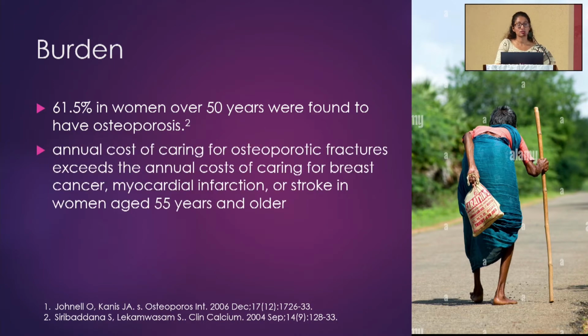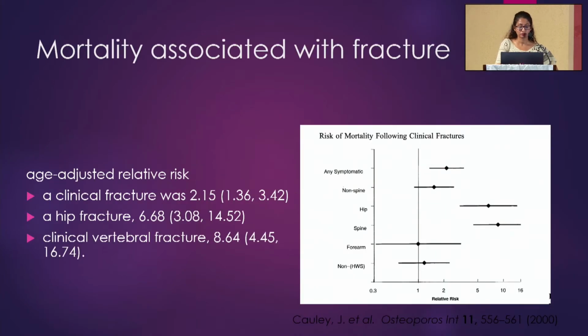If you look at the burden, 61.5% of women over 50 are found to have osteoporosis. And the annual cost of caring for osteoporotic fracture is higher than caring for a stroke or an MI. Also, osteoporosis is not just a fracture. A fracture is associated with a very high mortality. If you get a hip fracture, your relative risk of death is 6.68. If you get a vertebral fracture, your relative risk of death is 8.68. That means you are 8 times more likely to die if you get a vertebral fracture.